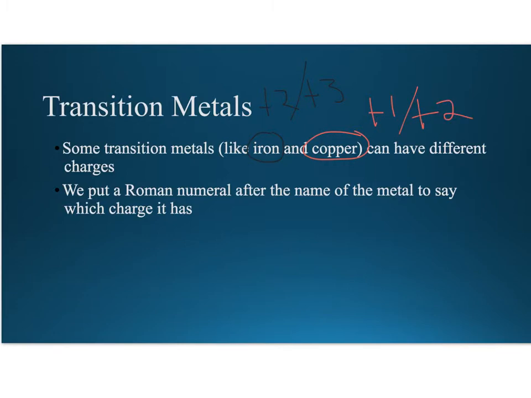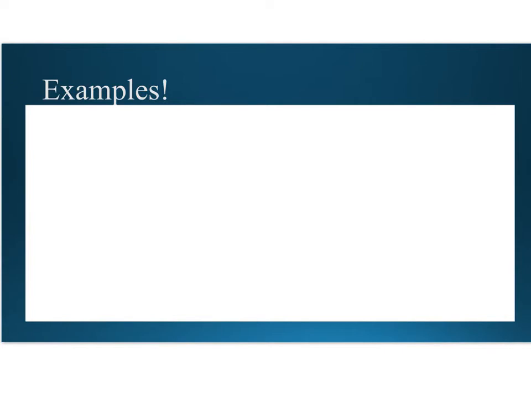So when we have these transition metals that can be two different charges, we put a Roman numeral after the name of the metal to say which charge it has. And if you look at your ion list, you'll see those Roman numerals are already written there for you. So here's another example of what we do with transition metals. We're going to talk about that iron.